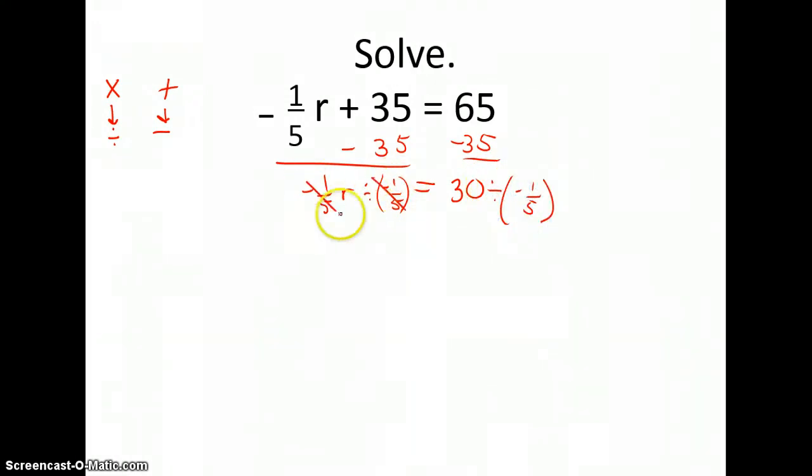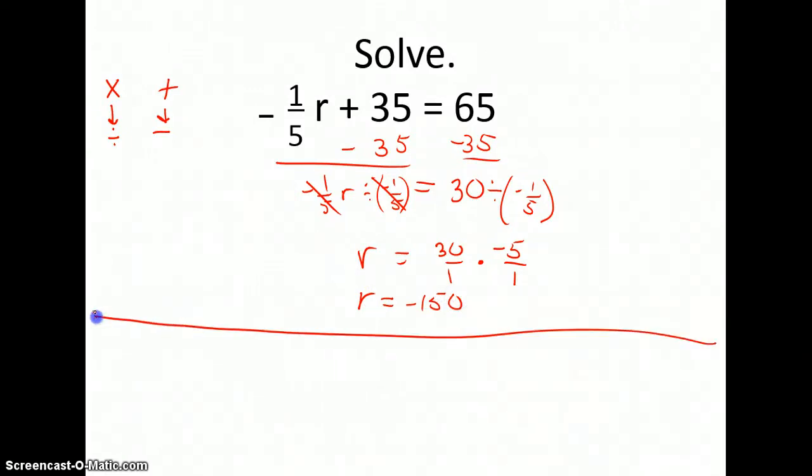And that leaves me with R on this side equals, keep it, change it, flip it. And in this case, you can put that negative with the numerator, with the denominator, or at the end, because you know that a positive times a negative is going to be a negative. It's up to you. And I would get R equals negative 150 over 1. And I don't need to put that 1 in the denominator.